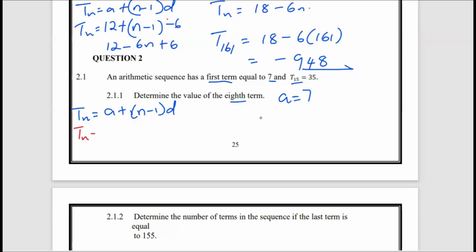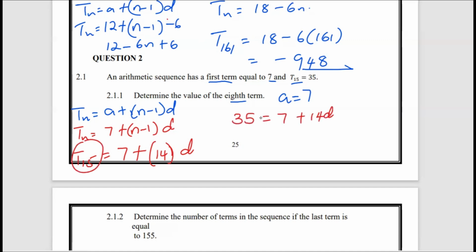Okay, so that's going to be 7 plus (n minus 1) into d. I'll need to get the value of d first before I get the remaining terms. So let's see, how about T15? T15 is going to be 7 plus 15 minus 1, which is 14, with a d. Okay, but the T15 is 35. So where there is T15, I'll replace it with 35 and say 35 is equal to 7 plus 14d.